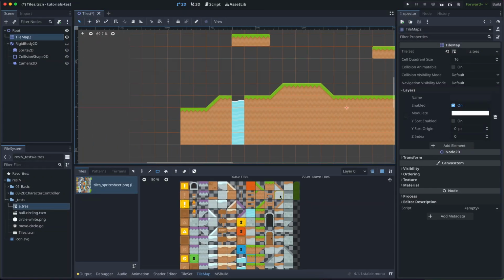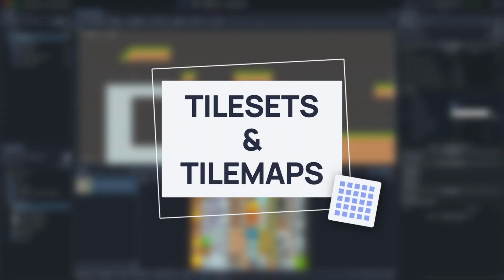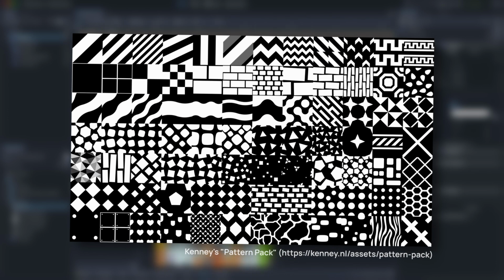Although for 2D terrains you usually rely more on tile sets and tile maps, this system of putting your visuals together as one image can be particularly interesting for assets like icons or smaller decal patterns.